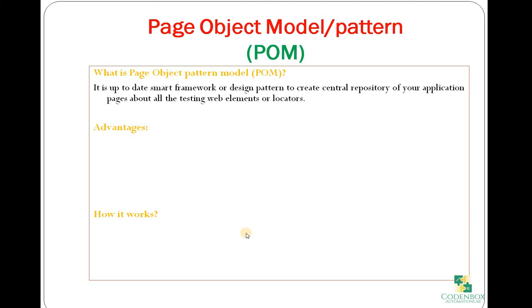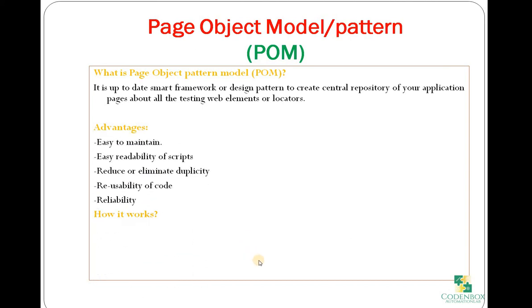Then what is the benefit of it? It means the advantages. It is easy to maintain, easy readability of a script, reduces element duplicity, reusability of code, this is the most important one, and reliability. Easy to maintain is like, assume that you have 20 pages, and you have a separate central repository, like separate classes for each and every individual page with all the web elements, and then you just call those web elements in your test cases whenever you need to use them.